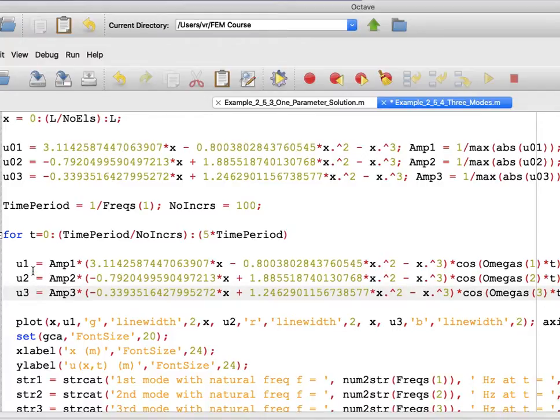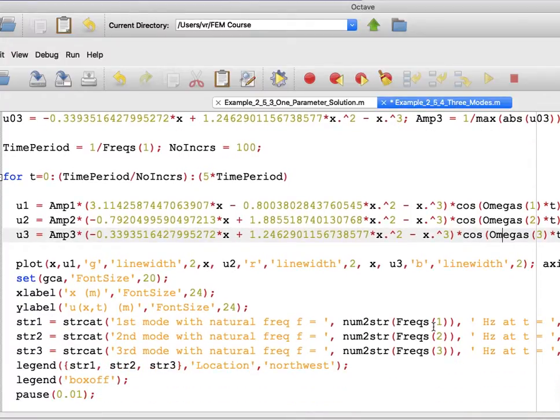To get the same level of amplitude for the different modes, for each u0 I got something called amplitude, as 1 by max of absolute value of u01, and I am multiplying that to u01, u02, u03, so that the magnitude of the maximum value of u1, u2, u3 will be 1. Remember that for the first mode the natural angular frequency is omega 1, second one omega 2, third one omega 3, and then I am plotting this function with some other parameters. Now let me run this program and show you the results for this problem.